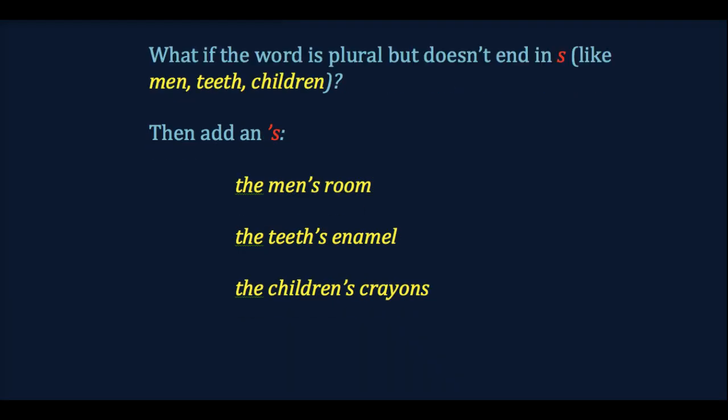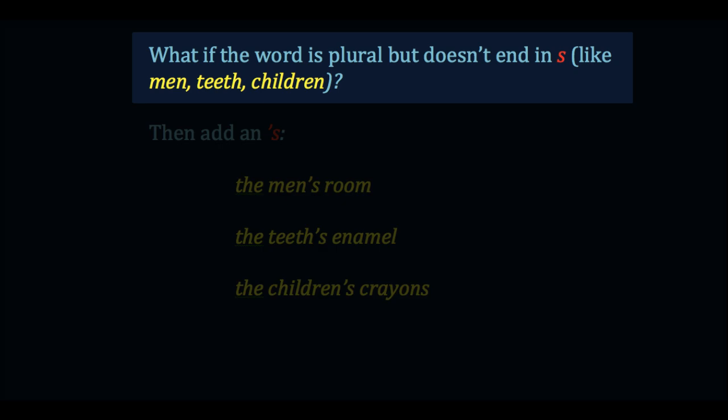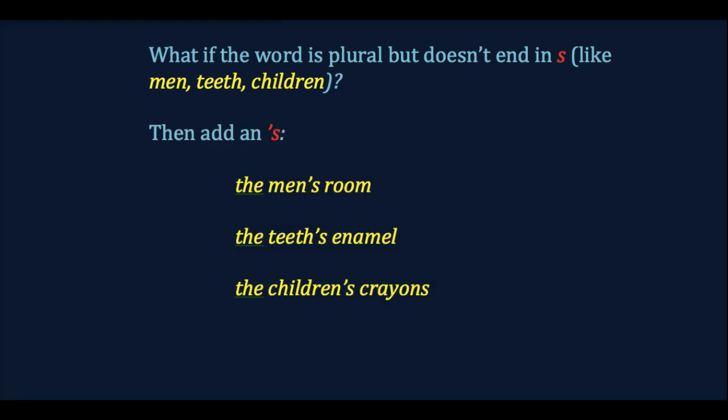Now, as if English weren't complicated enough, what if the word is plural, but it doesn't end in S, like men, teeth, children, right? Those are all possessive nouns. Well, in these cases, you add the apostrophe S after that word.